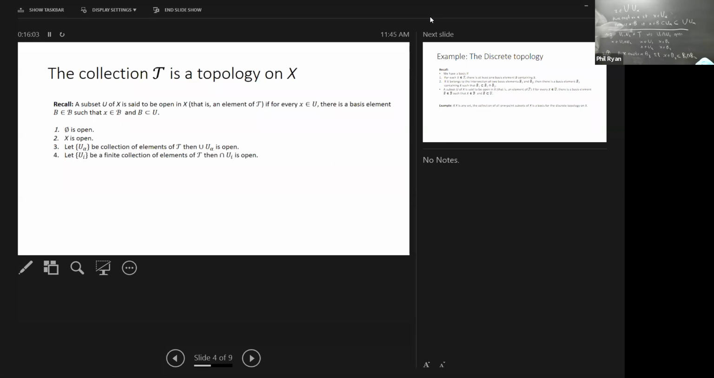And then for the induction case, we want to show it for the case n, given it's true for the case n minus 1. So if we look at U1 intersected U2 intersected, and so on, intersected U n minus 1, intersected U n, what's the trick that we do?